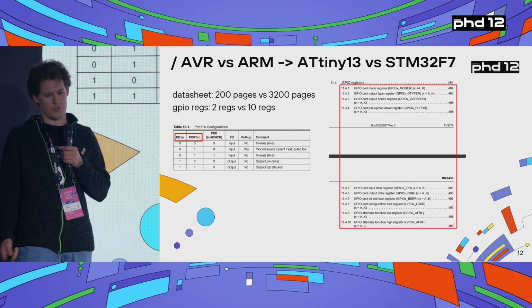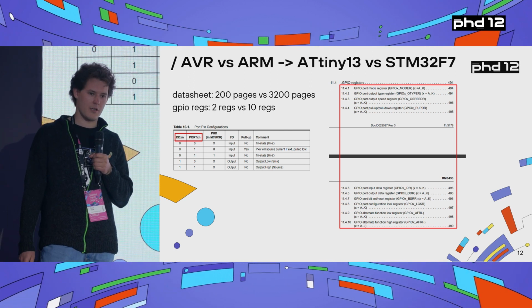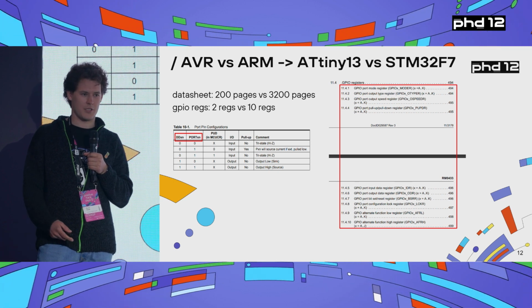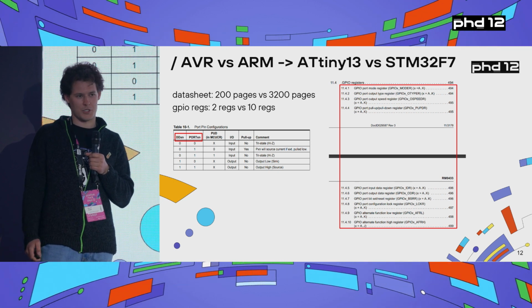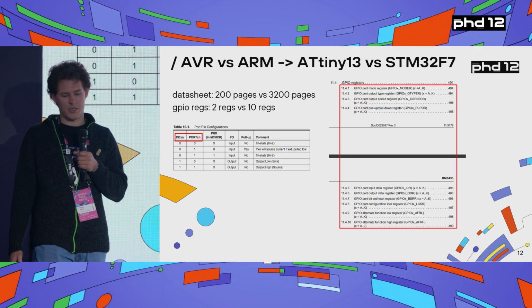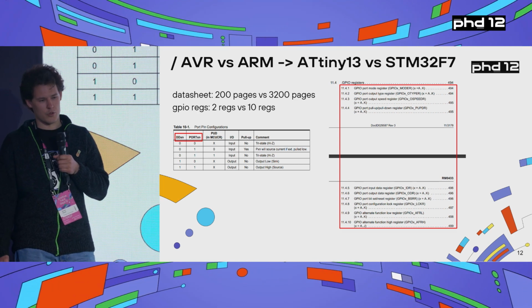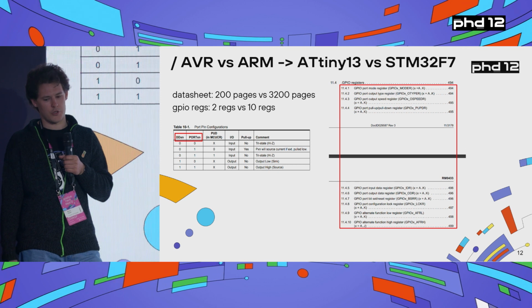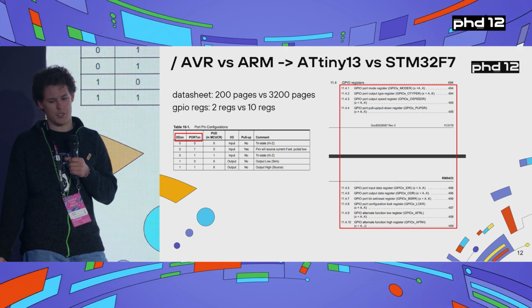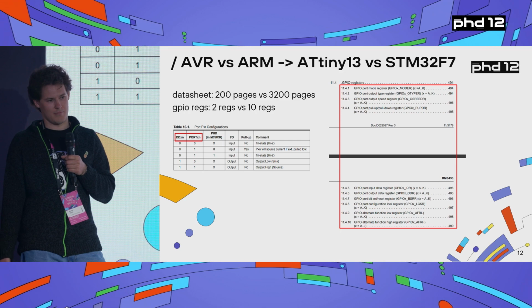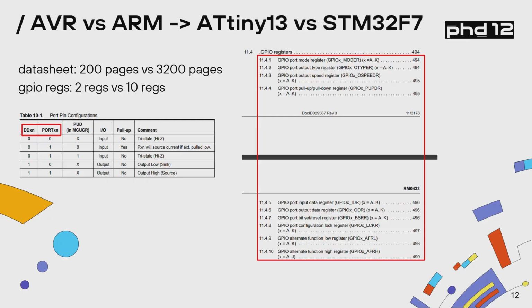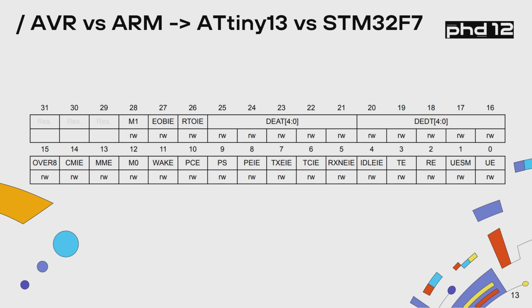I've already mentioned the complexity of these devices has been growing by leaps and bounds. Take, for example, AVRs versus ARMs. You know, datasheets for one of these groups is like 200 pages long, so in order to blink your LED, for example, you will need to read all these pages. In order to do the same on STM32F7, you will need to wrap your mind around 10 registers, and the datasheets can be quite scary, being 3,200 pages long.